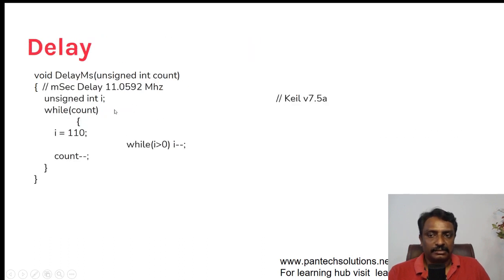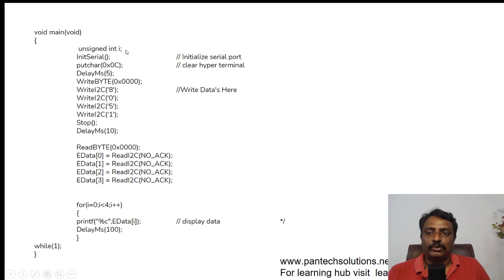The delay is the same thing. In the main program, this is the starting location. I am going to call the function write I2C 8051. Then delay milliseconds of 10, and read byte and read I2C. Again I'm going to read the data, and I'm going to display it on the UART.